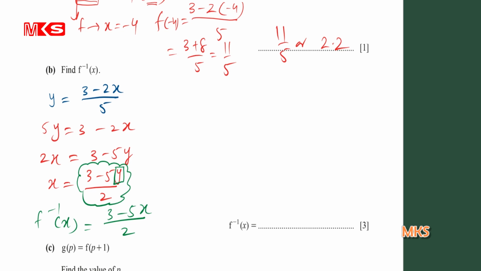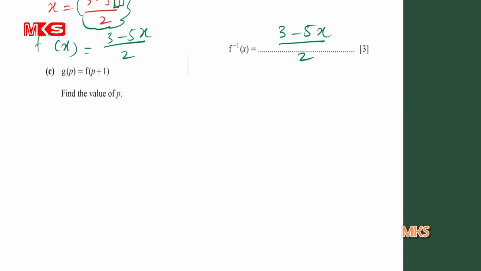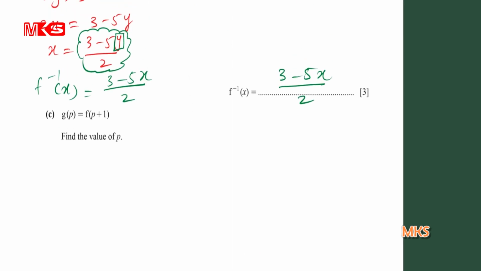तो ये आपके पास ये होगा. इसके लास्ट वाला स्टेप लिखने की जरूरत नहीं, आप डायरेक्टली यहाँ पे 3 minus 5x over 2 भी लिख सकते हैं. और लास्ट पार्ट सी पार्ट में लास्ट ही है जी. लास्ट पार्ट इज कि g of p. What is g of p?